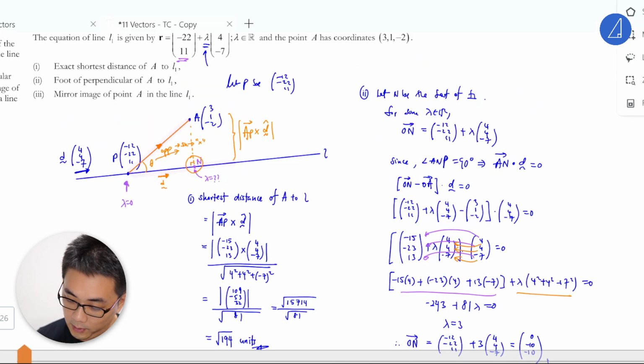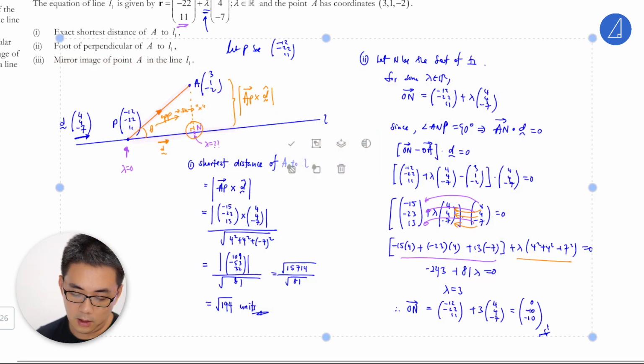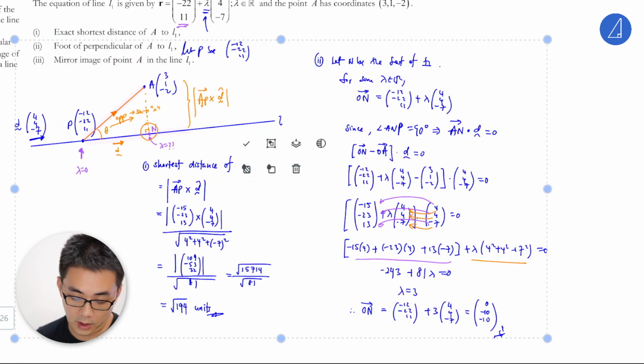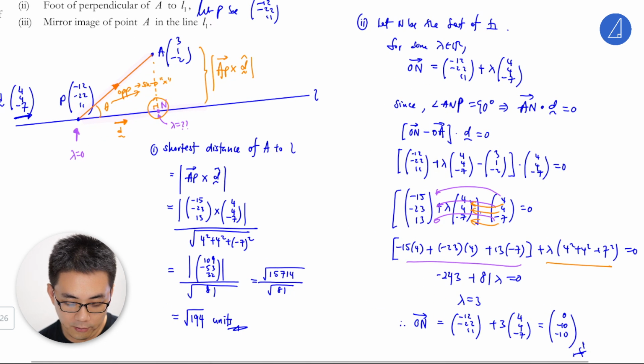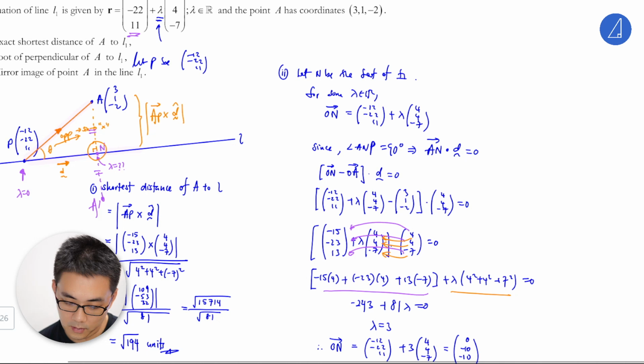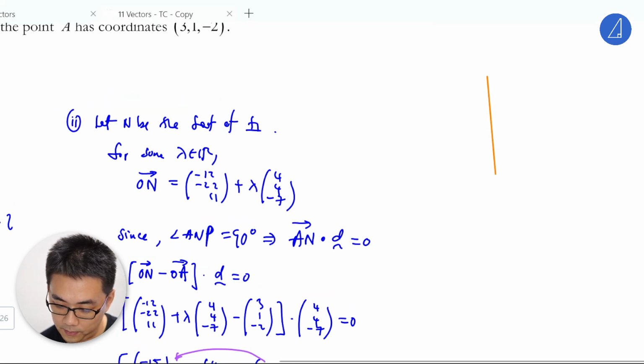Anything to do with mirror image, please use the ratio theorem. It's not hard to see why: as long as you're on this earth and the photons are obeying the laws of physics, then yes, you use mirror image. So A prime here is 1 to 1. So the mirror image will just be by ratio theorem or midpoint theorem.